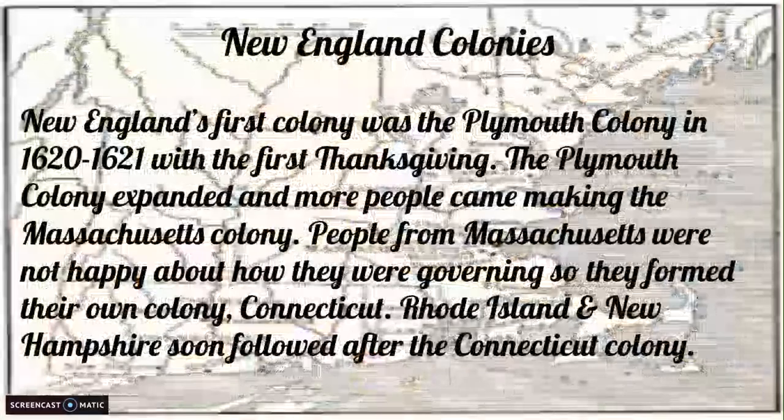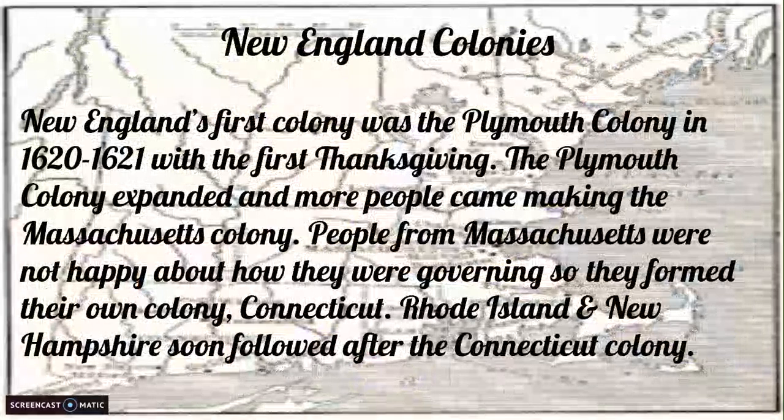Then let's start off with the New England colonies. Back to the 13 colonies. New England colonies were first settled by the Plymouth colony in 1620 to 1621. The first Thanksgiving, you may have heard the story between the Pilgrims and the native people there. The Plymouth colony expanded into more people, making the Massachusetts Bay colony. Many people were not happy about the governing laws there. They're very strict. In 1692, the Salem witch trials occurred in the Massachusetts Bay colony, with all the witches and stuff. That was weird. If you guys have seen the movie The Crucible, you'll know how that worked out.